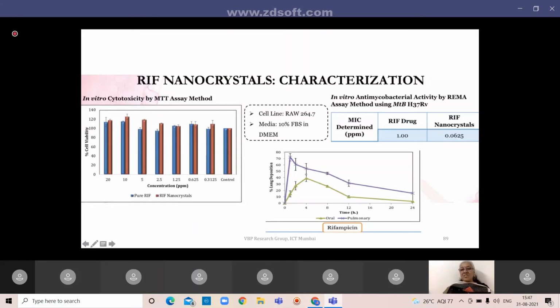This is with nanocrystals. So that means if I want to match this, someone may say you don't need such higher levels. If this is giving me efficacy, I can now lower the dose and still get faster onset of action. Onset of action is much faster here as compared to oral route.